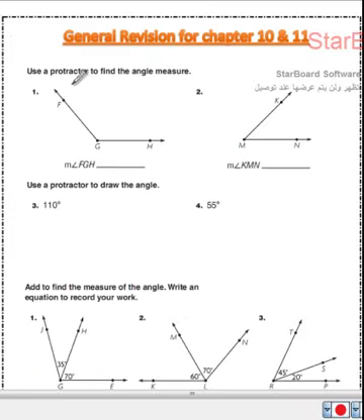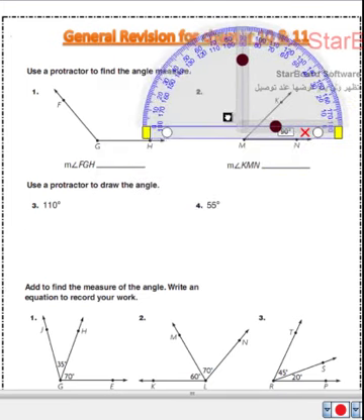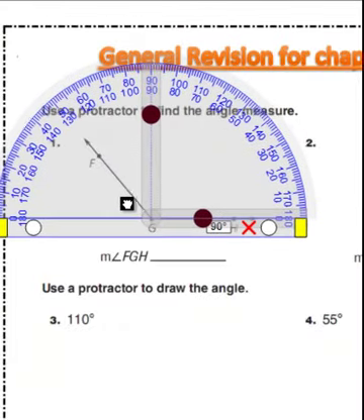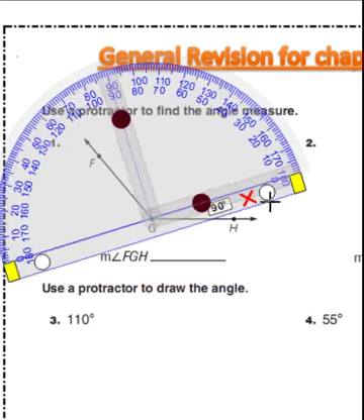On the next page, the first question says, use a protractor to find the angle measure. You should use the protractor to find the measure of every angle. Alright, I'm going to use my protractor. You should hold your protractor, then put the center of your protractor on the vertex G, like this, and 0 on the ray. Look, 0 on the ray.